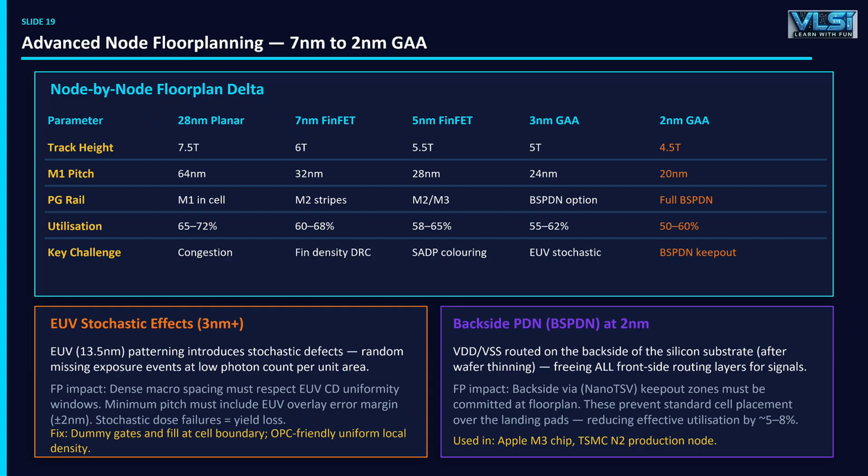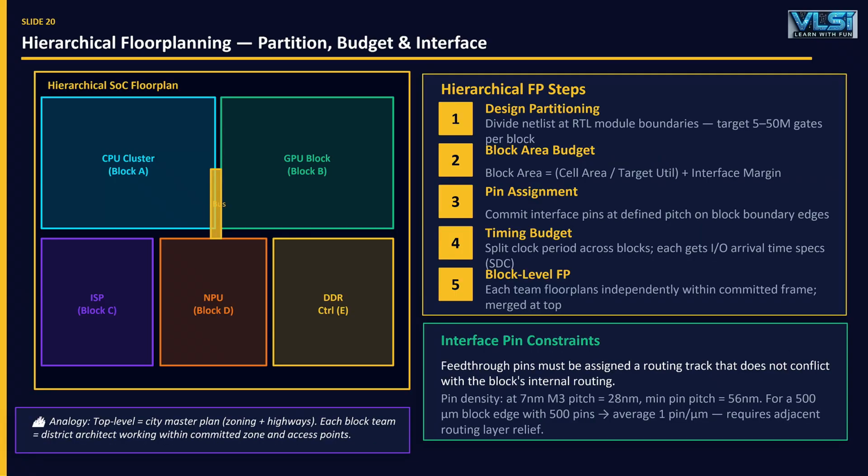Now here's something new. Backside power delivery. Instead of routing power on top layers, power comes from the backside of the chip. This frees routing space, but adds new constraints. Now you must reserve regions for vertical connections and manage new design rules. Also, EUV lithography introduces variability, so density must be controlled very carefully. That's why utilization is reduced at advanced nodes. So floor planning here is not just design, it is constraint management at extreme limits.